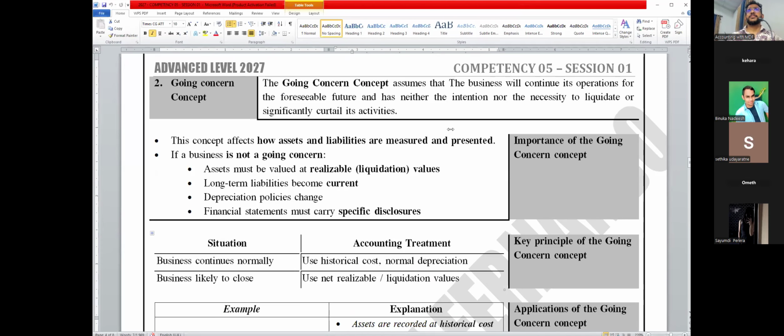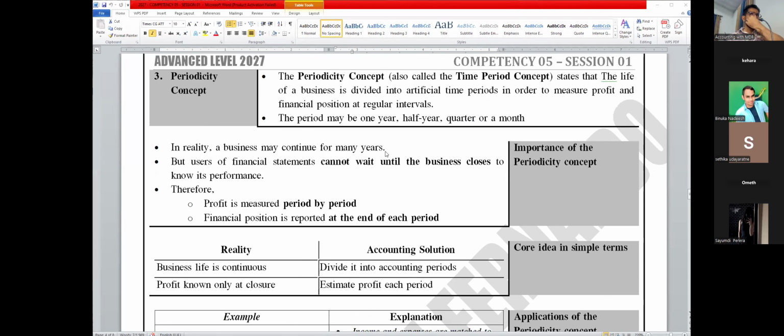Remember the third concept of the day, periodicity. Periodicity. Let me check whether we can draw it.